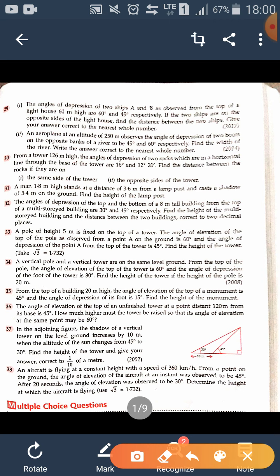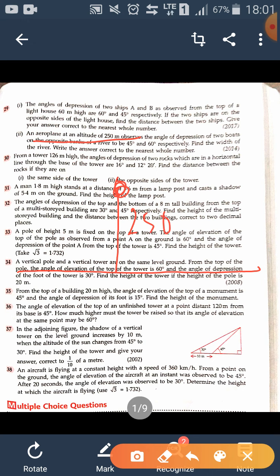Let's read the sum. An aeroplane is at an altitude of 250 meter. Yes. So the aeroplane is over here, and suppose this is the ground. How high is it from the ground? It is 250 meter above the ground. So I write 250 over here.